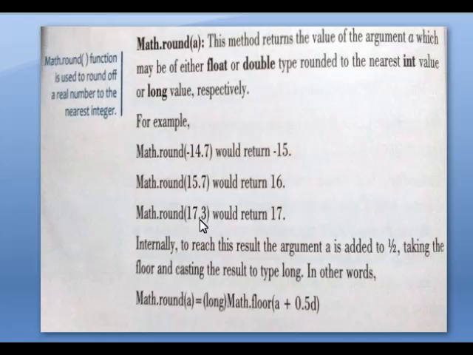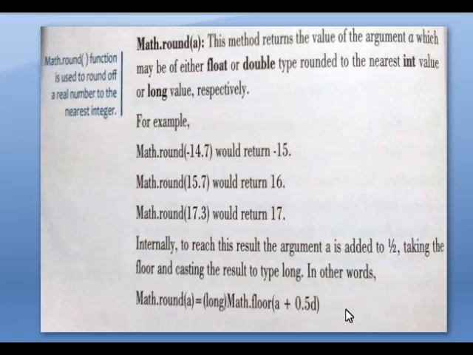Internally, to reach this result, the argument a is added to 1 upon 2, taking the floor and casting the result to a long type. In other words, you have to write like this: Math.round of a equals long Math.floor of a plus 0.5. This d is the double value.